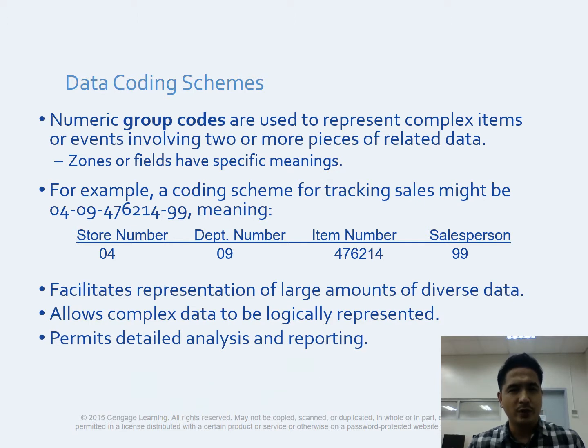Permits detailed analysis and reporting. Since each area has its meaning, then we can analyze. For example, I want to determine the performance of one of your classmates. For example, your president, I can get her class number and then identify na she is from EMB. She is in the BSA program, okay? And so forth and so on. So I can analyze the student using the code.